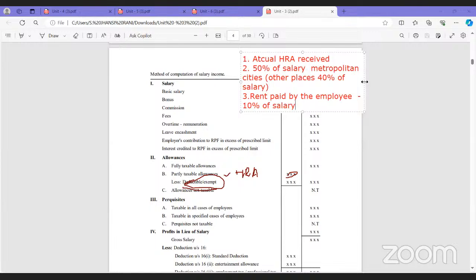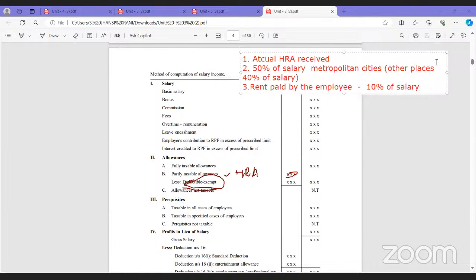Out of these three points, whichever is less will be given as exempted here.